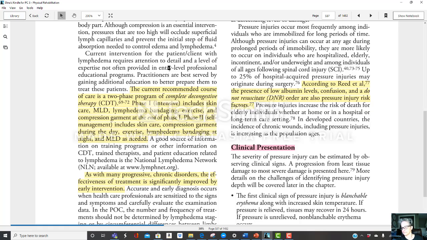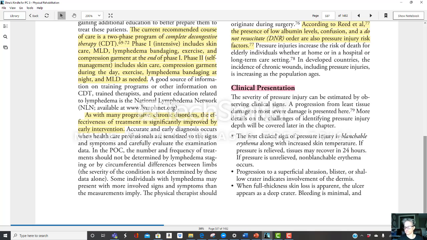Clinical presentation. The severity of pressure injury can be estimated by observing clinical signs. A progression from least tissue damage to most severe damage is presented here. More details on the challenges of identifying pressure injury depth will be covered later in the chapter. The first clinical sign of pressure injury is blanchable erythema along with increased skin temperature. If pressure is relieved, tissues may recover in 24 hours. If pressure is unrelieved, non-blanchable erythema occurs.